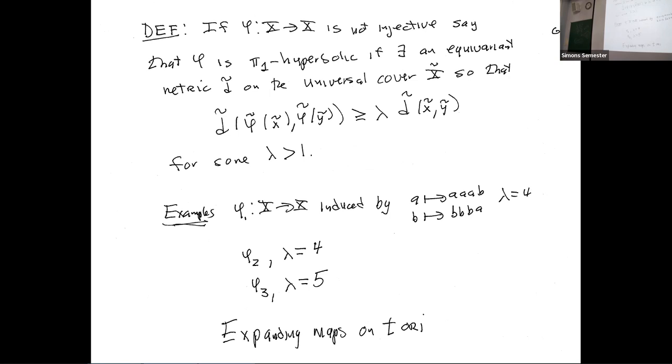First is the expansion in the cover. All right, so this we've seen already. So it's going to be called pi 1 hyperbolic if there's an equivariant metric, and with respect to that metric, we're expanding by some uniform factor. All right, so this is the expansion version, which we need for non-injective maps. So all our examples satisfy this. Lambda was 4, lambda was 4, lambda 5. We haven't really talked about expanding maps on tori. I've been looking at linear Anosovs, which are injective, but you can have linear expanding maps on tori.